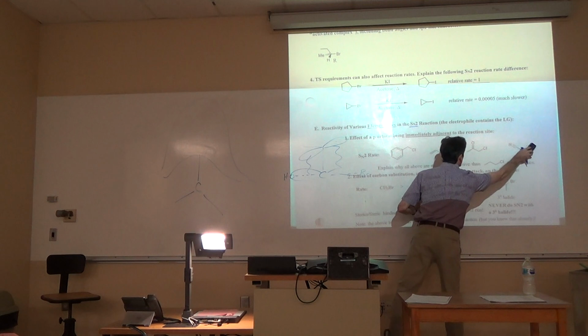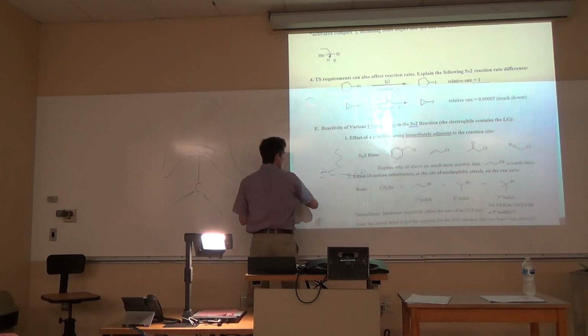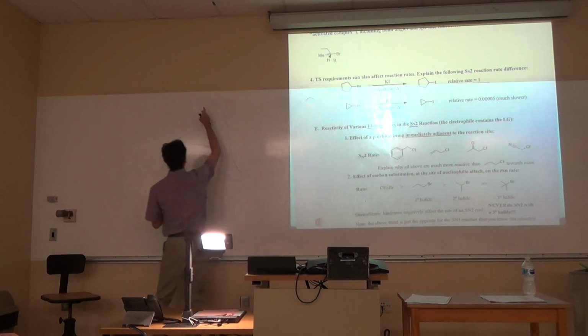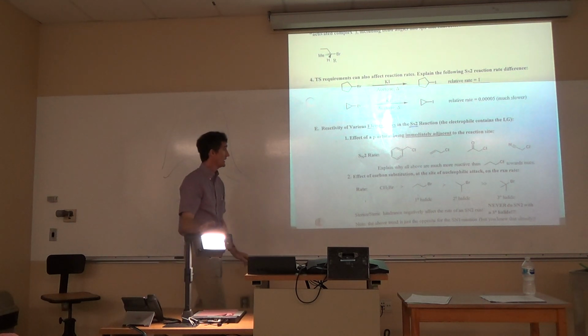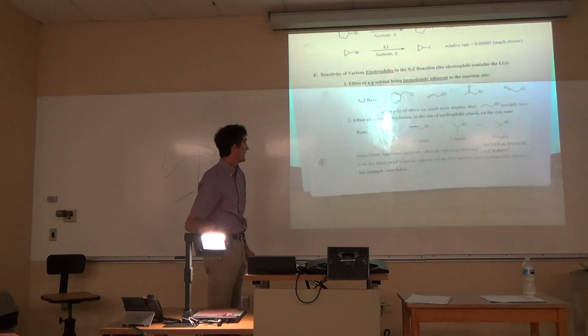Make sense? P orbital stabilizing the transition state. Taking it from here back down to something that's much more readily done. Okay.